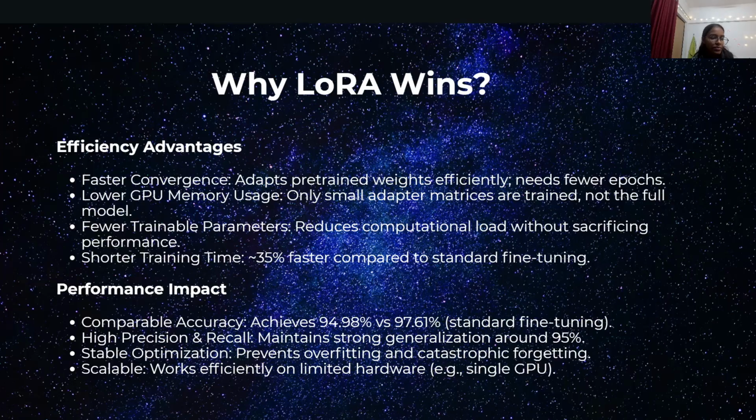Now, coming to performance, even with its lightweight setup, LoRA maintained comparable accuracy. It achieves 94.98%, just slightly below the 97.61% we got from standard fine tuning. Precision and recall, as we all saw, remain consistently high, both around 95%, showing that the model generalizes well without overfitting. And what's also impressive is its stability during optimization.